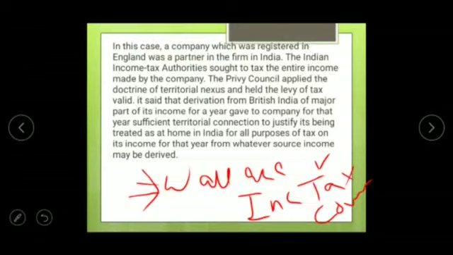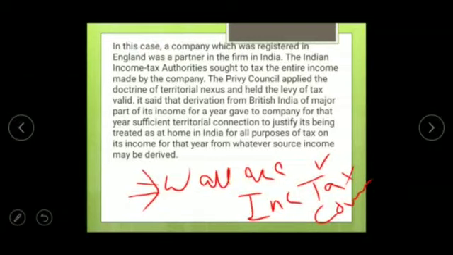It said that derivation from British India of a major part of its income for a year gave the company for that year sufficient territorial connection. Here again it is talking about territorial connection. The Privy Council found the territorial nexus between the company, which was registered in England and was a partner in a firm in India. It found a territorial connection which justified its being treated as at home in India for all purposes of tax on its income for that year, from whatever source the income may be derived.